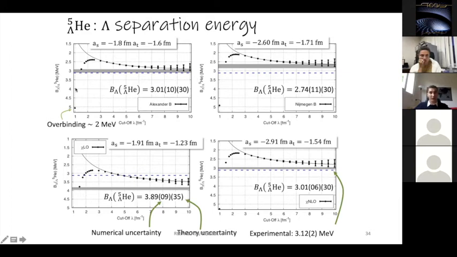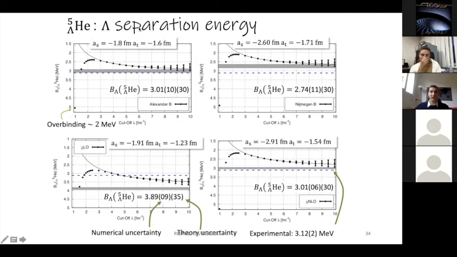All these graphics represent the separation energy of one lambda particle from the hypernucleus with respect to the cutoff that we are using. These different points in the phase space of scattering length in singlet and triplet represent different predictions and experimental data for these A singlet and A triplet.